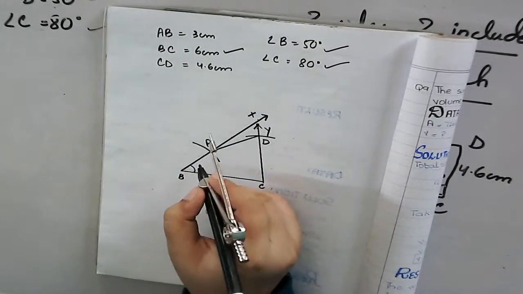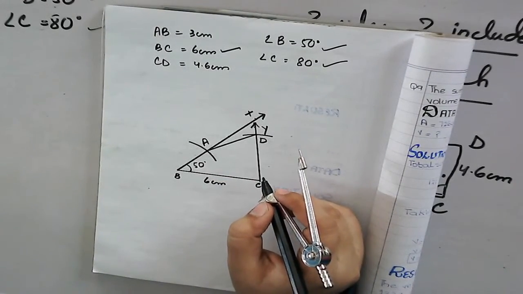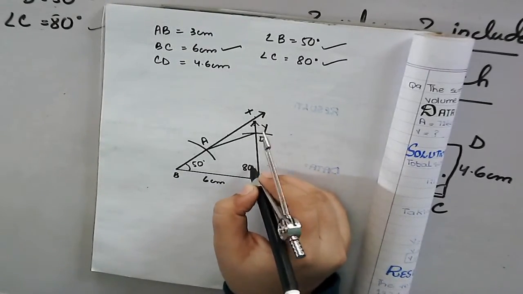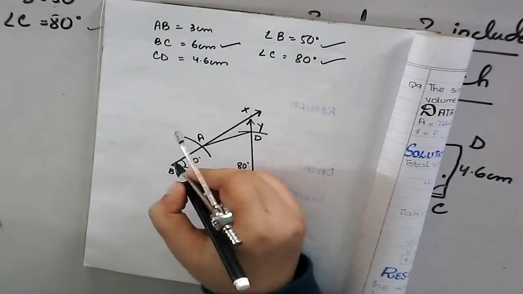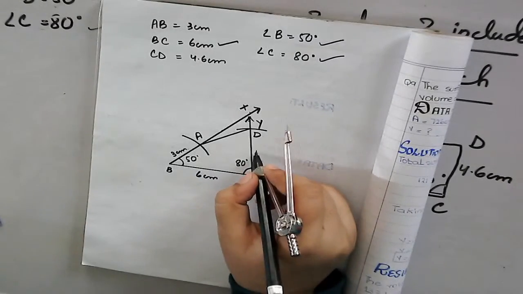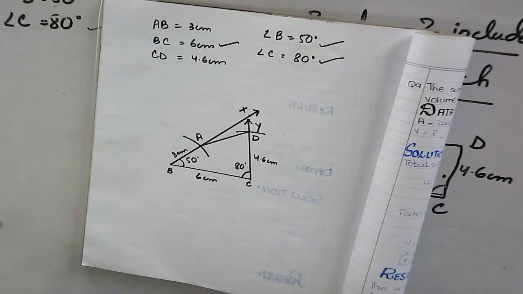Angle B was 50 degree. Angle C was 80 degree. The measure of AB is equal to 3 centimeter, and CD is equal to 4.6 centimeter. Okay, after that write down the steps of construction.